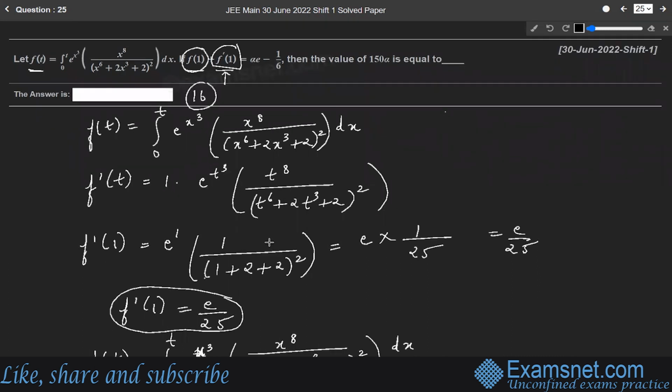I hope you are clear with this question. In this question, we have used so many basic concepts related to integration and differentiation. And the main concept that we have used here is the integral of e power x f of x plus f dash x is always equal to e power x f of x. So this is the basic concept that you have to use here. So I hope you are clear with this question.